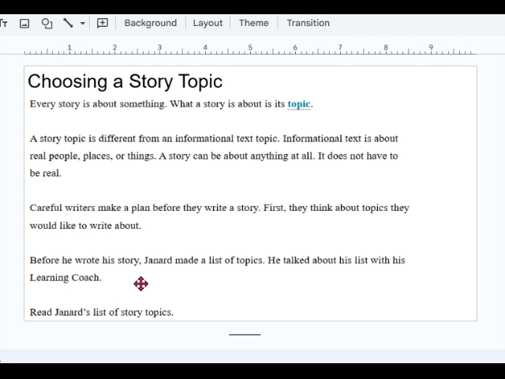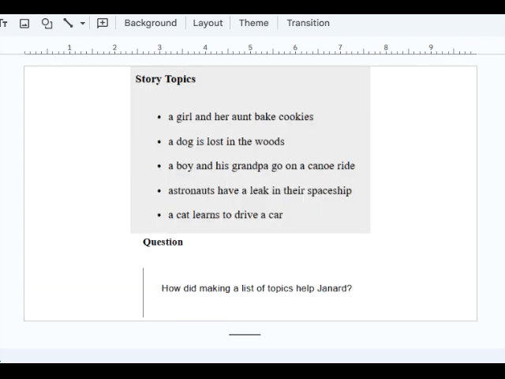Before he wrote his story, Gennard made a list of topics. He talked about his list with his learning coach. Read Gennard's list of story topics. So here's our example. These are all of the things he thought he might like to write about before he chose the one thing that he did write about. So here were his different ideas.